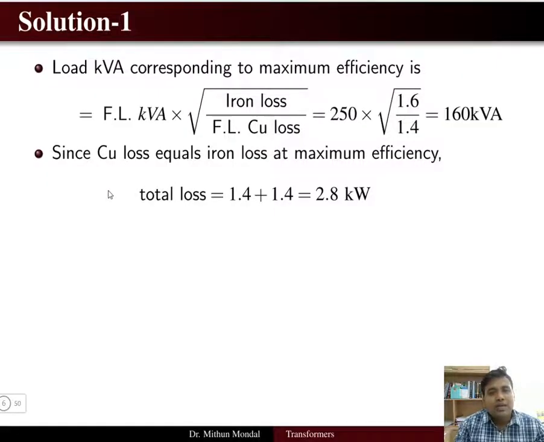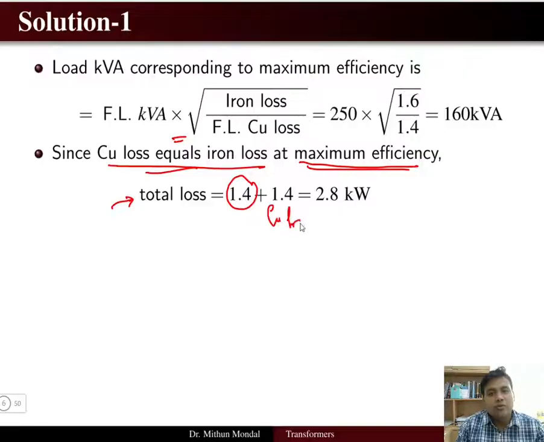One thing we have to note is that iron loss is a constant loss, whereas copper loss is a variable loss. Under the maximum efficiency condition, copper loss will be equal to the iron loss. The total losses will be the sum of iron loss plus copper loss. So iron loss is 1.4 kilowatt and it is equal to copper loss, so the copper loss will again be 1.4 kilowatt under the maximum efficiency condition. So the total loss is 2.8 kilowatt.